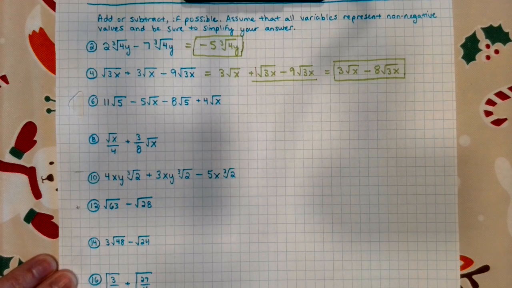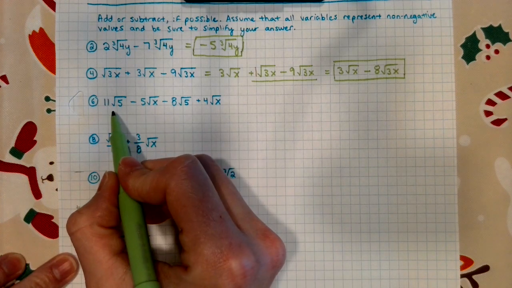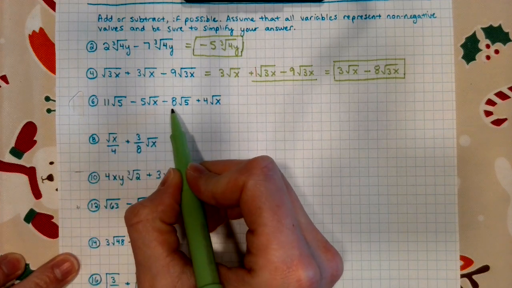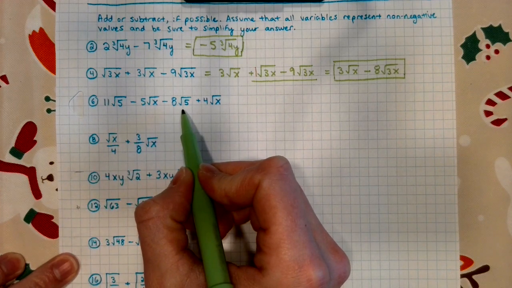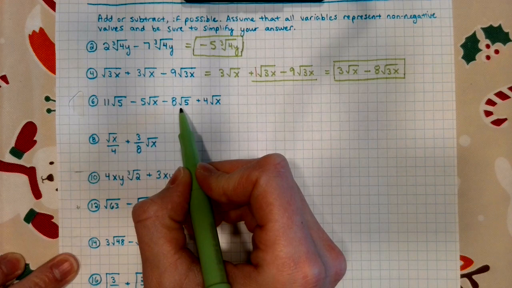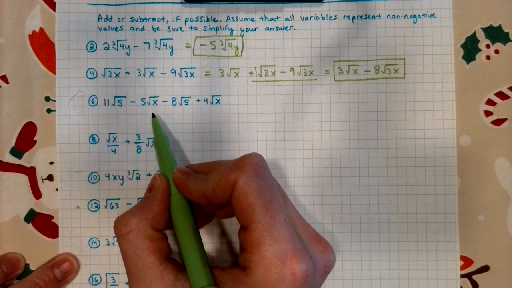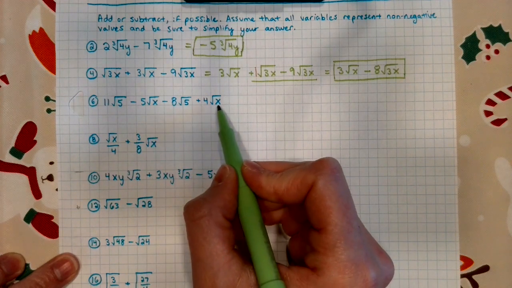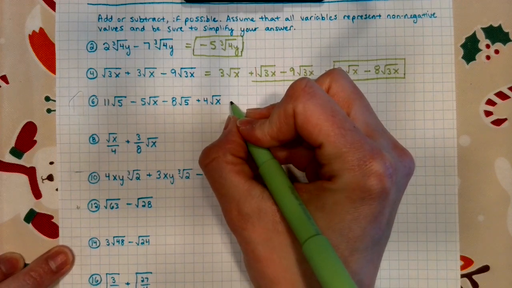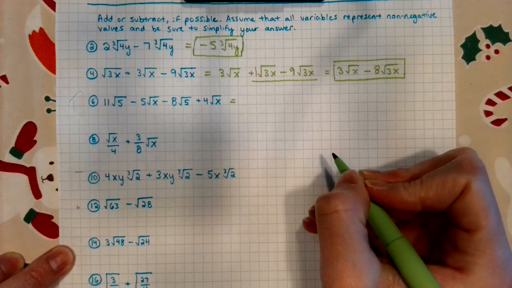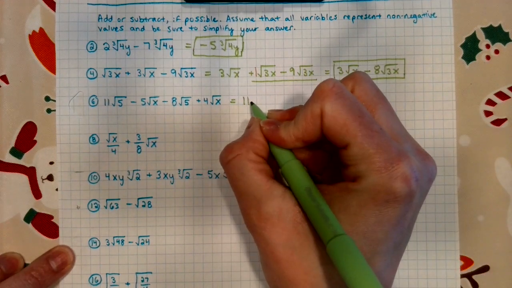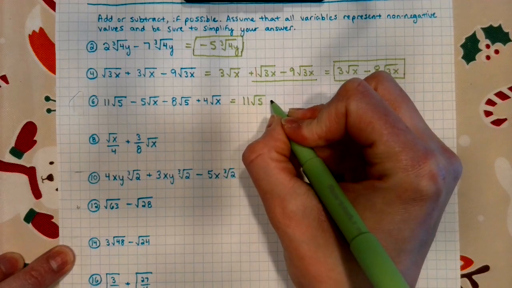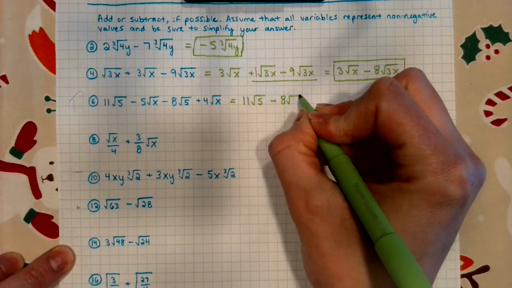For number 6, we have two terms inside this radical expression that actually are alike. So we have 11 square root of 5 and this minus 8 square root of 5 because they have the same radical. And then we have a negative 5 square root of x and this 4 square root of x. So if we rewrite this so that the like radicals are next to each other, we would have 11 square root of 5 minus 8 times the square root of 5.